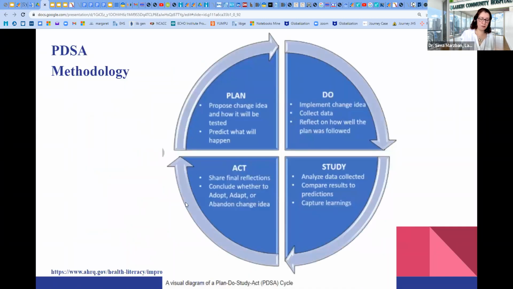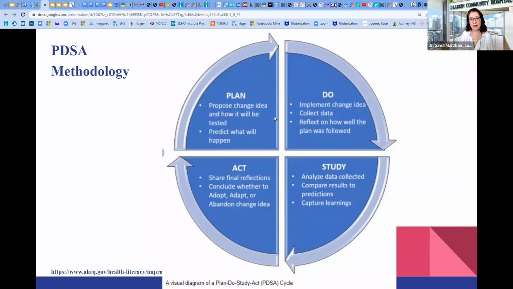Okay, so far we learned many tools to develop a quality improvement project. Now is the time to see what our methodology would be. I will discuss 3 methodologies in this very limited time. The first methodology is PDSA. PDSA is planning: proposing a change idea, and predicting what will happen after implementing the idea. So we are proposing a change idea, how it will be tested, and predicting what will happen.